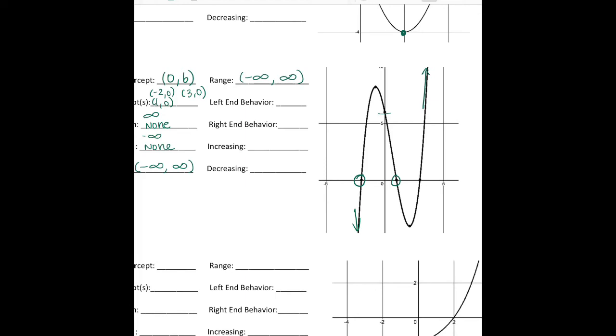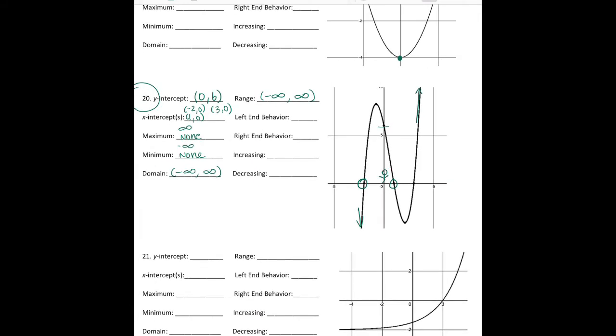And likewise, since I can have any value for my y, my range is going to be -infinity to +infinity. If I stood right here and I look to the left, I can see that it's going down. So my left-hand behavior is going down. And if I looked to the right, I would see that the graph is going up. So the right is going up. It's increasing in 2 places, from -infinity to about -1, and then also from 2 to +infinity. And it's decreasing from -1 to 2 because it's going down.